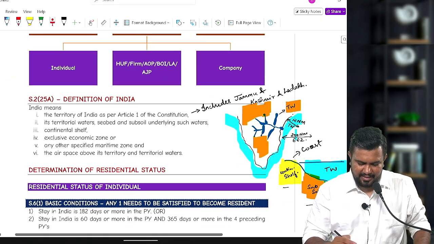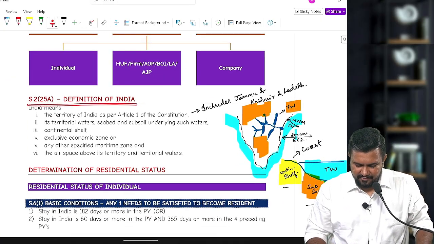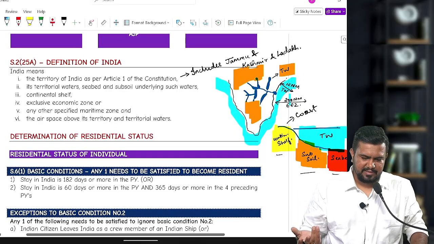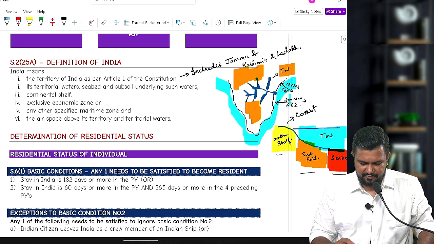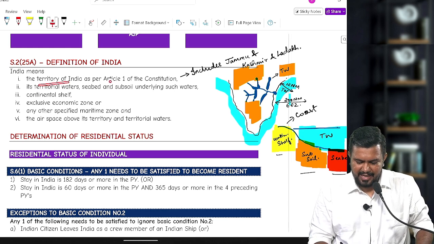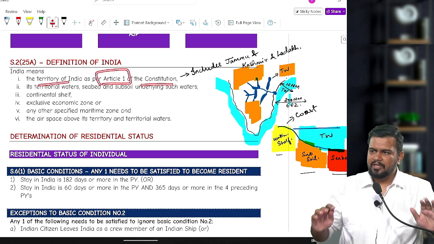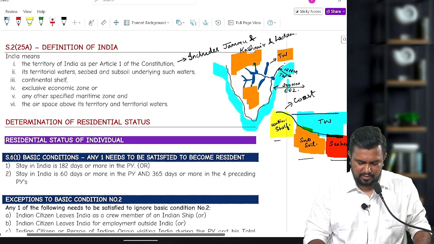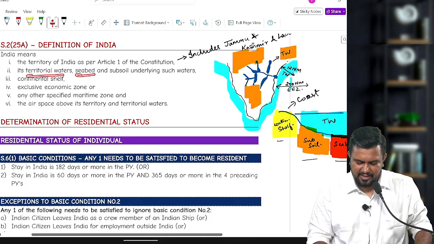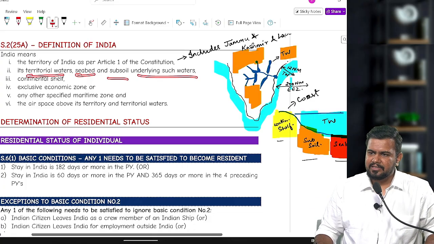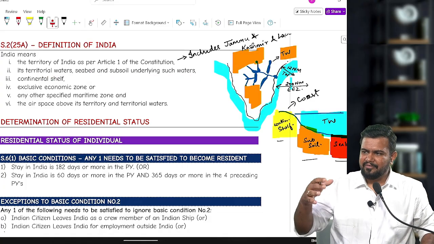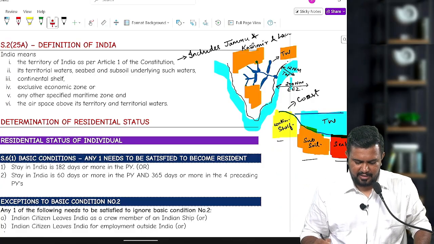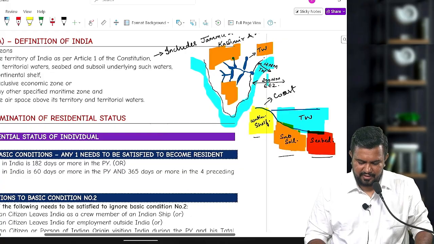Firstly, let us quickly cover the definition of India. Not important from a practical point of view, theoretically may be asked. So one time if you have a glance, that is enough. India means territory of India as per Article 1 of the Constitution. So all the states and all the union territories, including Jammu and Kashmir and Ladakh also. The territorial waters, seabed, subsoil underlying such waters. So territorial waters, all the rivers, seas, then the seabed below the water, subsoil below the water is also covered in India. Continental shelf is also covered in India.